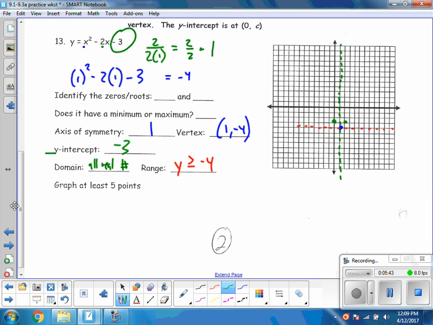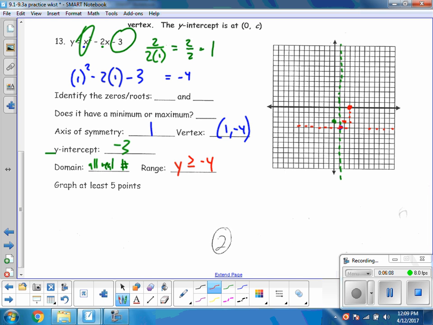All right. Because this is a parent graph, because my a term is 1, there's a pattern that comes with these graphs. And what happens is from my vertex, I can go over 1, up 1. Then my next one is over 1, up 3. Let me get rid of that dot. Oh, over 1, up 3. 1, 2, 3. And there's my next dot.